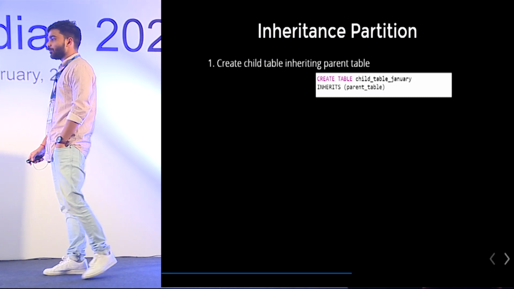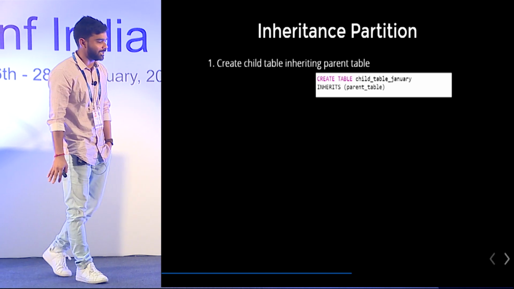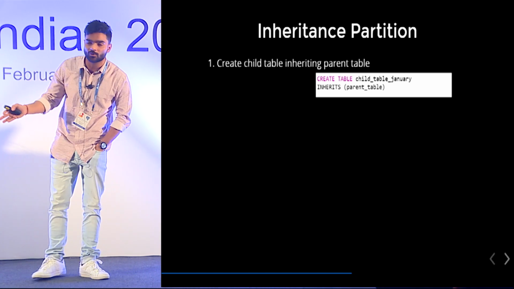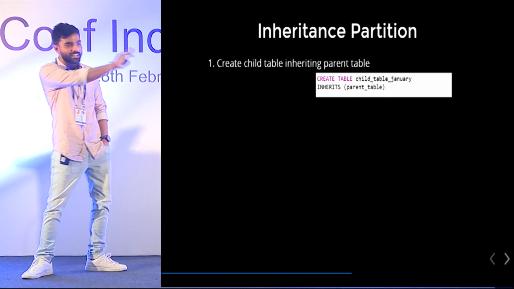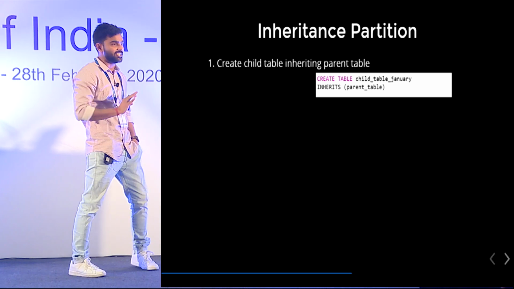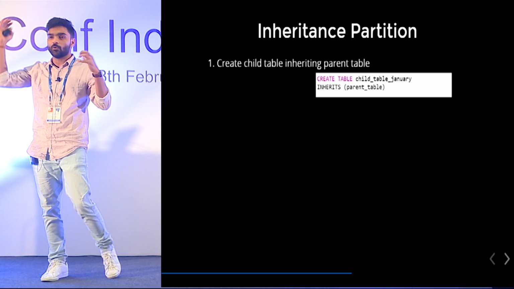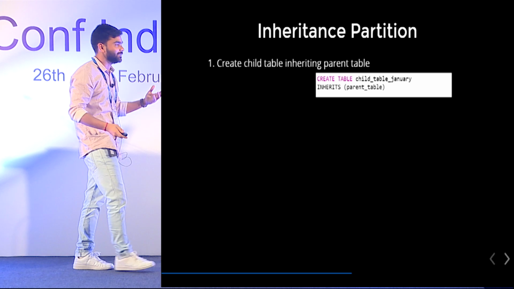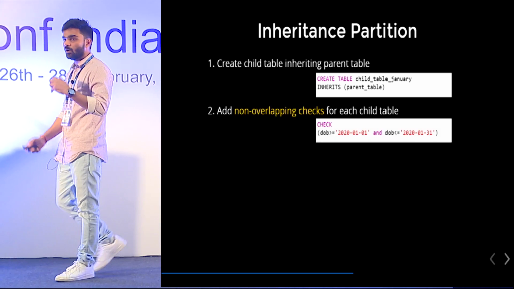Before Postgres 10, there was only one way of doing partitioning, which is inheritance partitioning. The people who are familiar with object-oriented programming concepts might relate to what inheritance is. That is the exact way inheritance-based partitioning is implemented in Postgres. The concept is you have a parent table, and you inherit a child table out of that parent table. You add non-overlapping checks over those child tables.